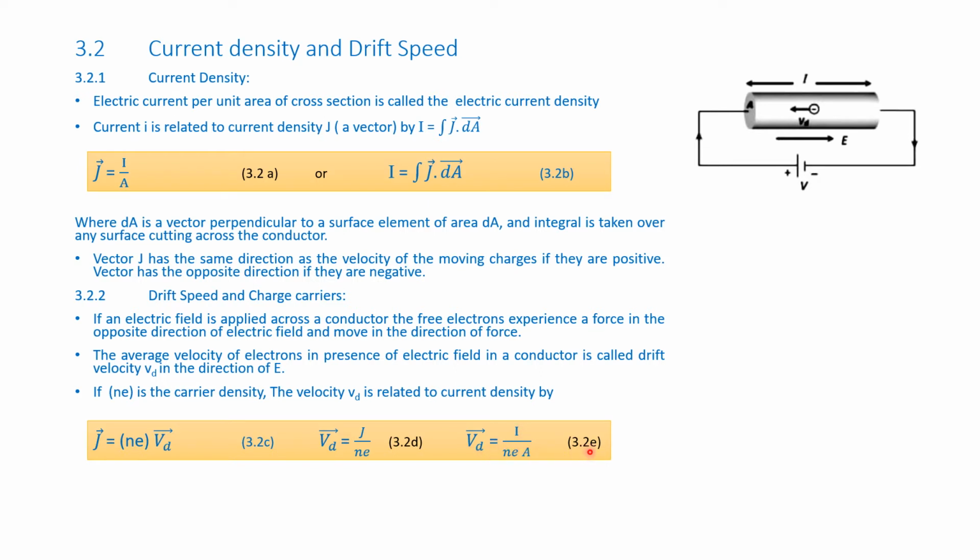This is equation 3.2c. Hence, Vd and J can be written in three different forms. One is J equals Ne into Vd, the drift velocity. Another form is Vd is equal to J by Ne. Yet another form is Vd equals I over Ne into A. These equations will be useful in solving numerical problems. Please remember them.